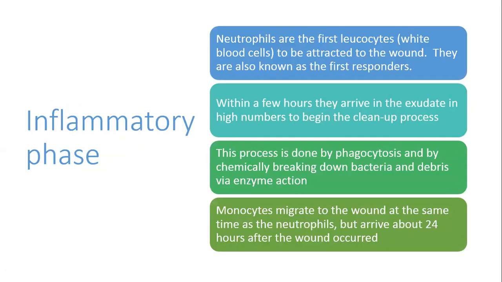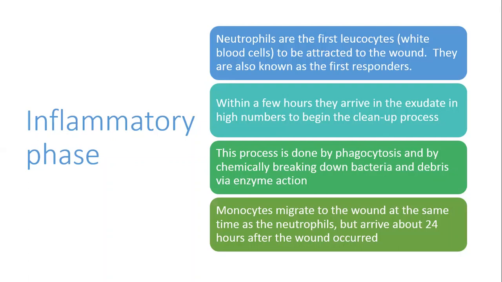Okay, so during the inflammatory phase, neutrophils are the first leukocytes. Leukocytes are white blood cells. So the neutrophils are the first white blood cells to be attracted to the wound. So they are the emergency responders. They are first on the scene, and within a few hours, they arrive in high numbers to begin the cleanup process. The process is done by phagocytosis and by chemically breaking down bacteria and debris via enzyme action.